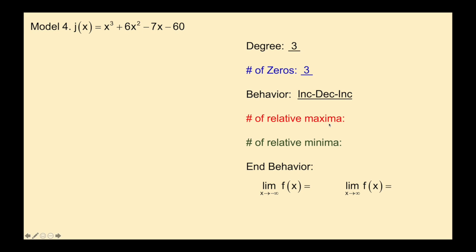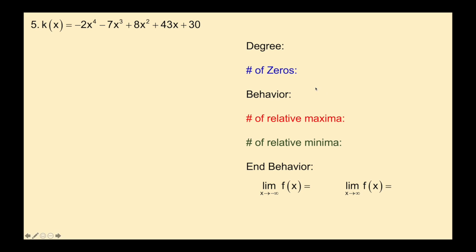The number of relative maximums, if I increase, then decrease, that's 1 maximum. And if I decrease and then increase, that is going to give me 1 of the low points. Then finally, it's a positive lead, so this side's going to be positive. It's an odd degree, so they're going to be opposites of each other.